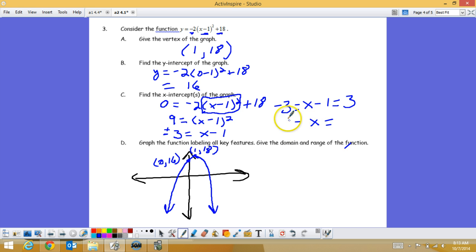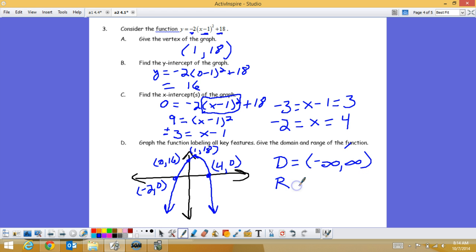So -3 plus 1 is -2. 3 plus 1 is 4. So there are our two x-intercepts. One of them is 4, 0. The other one is -2, 0. And the domain, once again, -infinity to infinity from left to right. And the range goes from bottom to top. Well, the bottom of this graph is -infinity, and the top of the graph is the y-coordinate 18 of that vertex, which is a maximum.